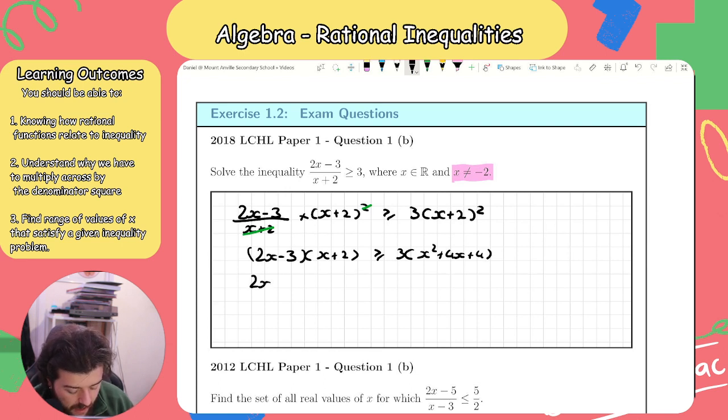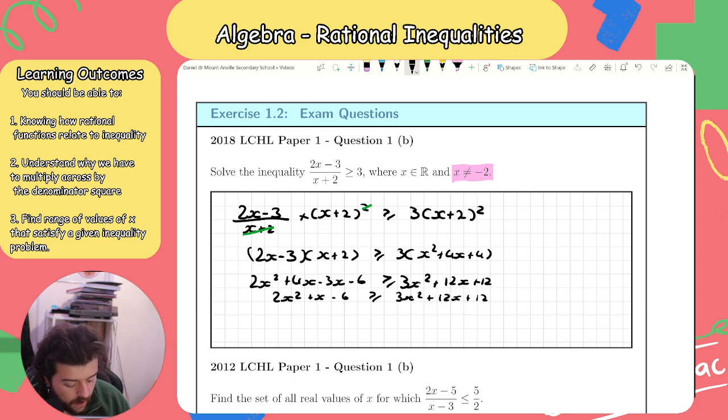I'm going to have here 2x squared plus 4x minus 3x minus 6 is greater than or equal to 3x squared plus 12x plus 12. So 2x squared plus x minus 6 is greater than or equal to 3x squared plus 12x plus 12. Bring everything over to one side. So 3x squared minus 2x squared is just x squared. 12x minus x is going to be 11x. And then 12 plus 6 is going to be 18.